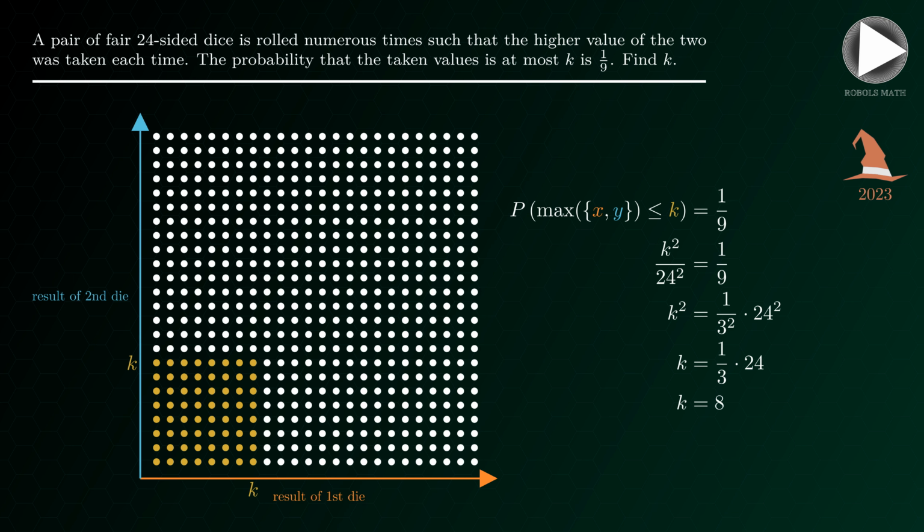Therefore, the required value for this problem is k equals 8, and that's our final answer. There are other ways of doing this, but I personally think that visualizing it this way is one of the most efficient ways of dealing with this problem.